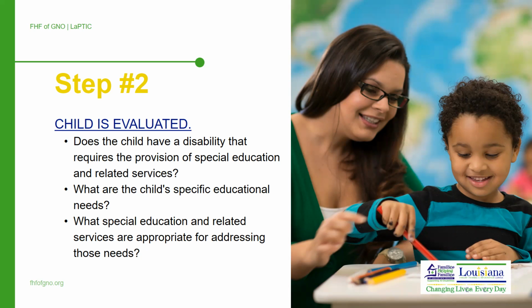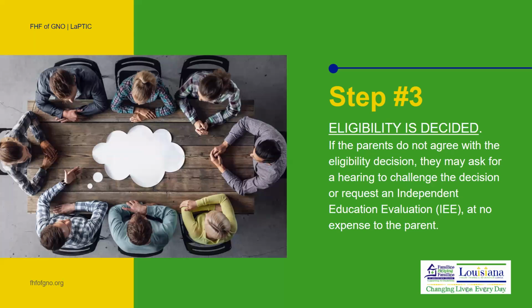Now, if the parents disagree with the evaluation, they have the right to take their child for an independent educational evaluation, and they can ask the school system to pay for this IEE. Step 3 is that eligibility is decided. A group of educators, therapists, as well as the parents look at the child's evaluation results, and together they decide if the child is a child with a disability as defined by the federal law IDEA.